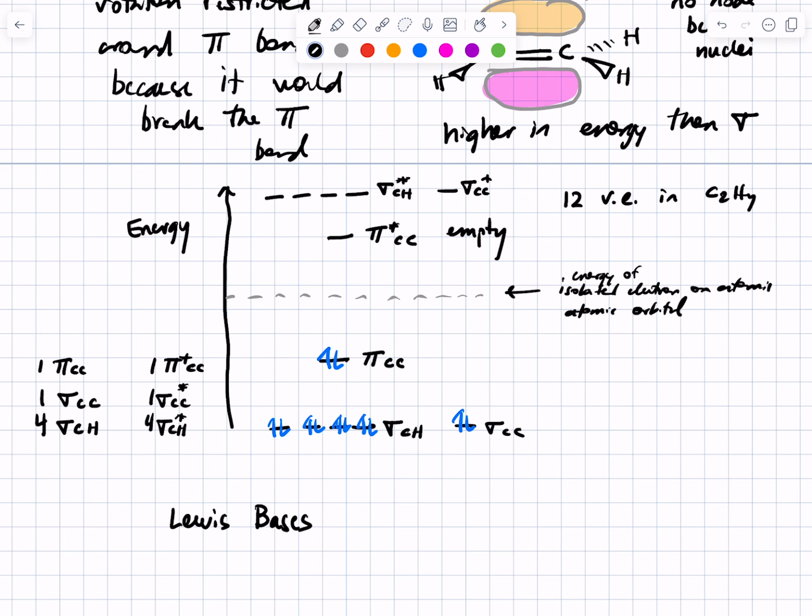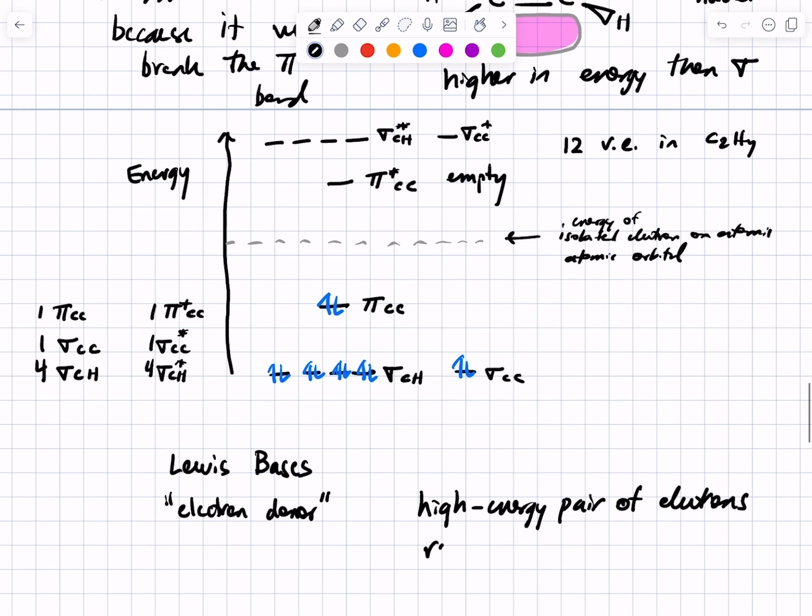A Lewis base is something that is an electron donor, but that doesn't mean it's like, hey, take my electrons and take them away. What it means is a Lewis base has a high energy pair of electrons that are reactive enough to be shared with another atom.